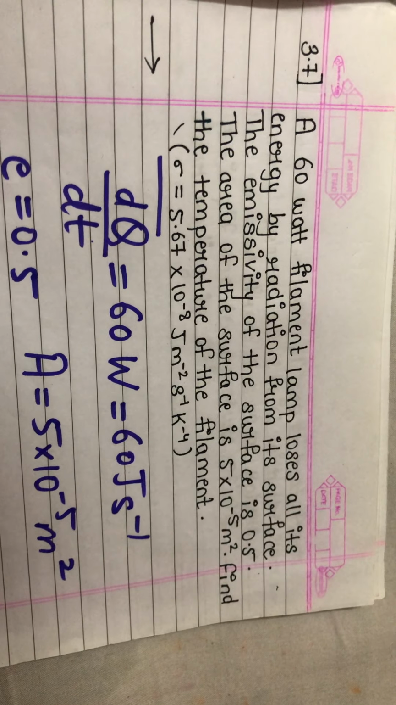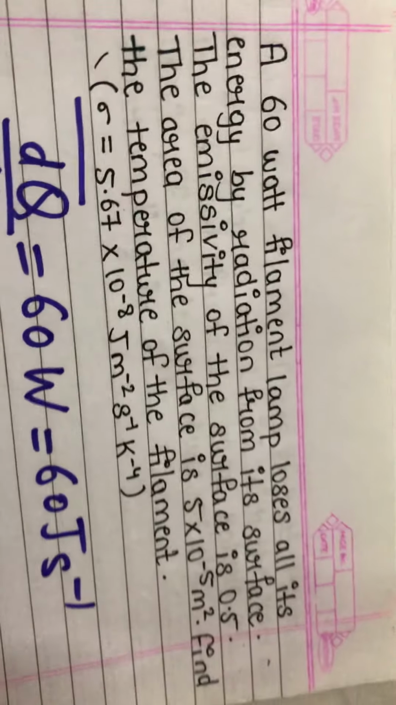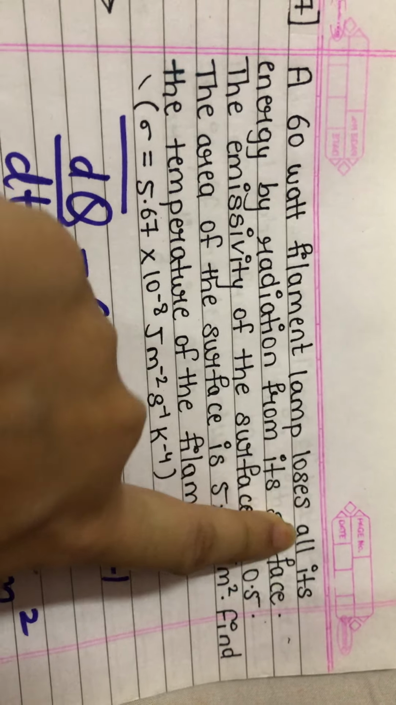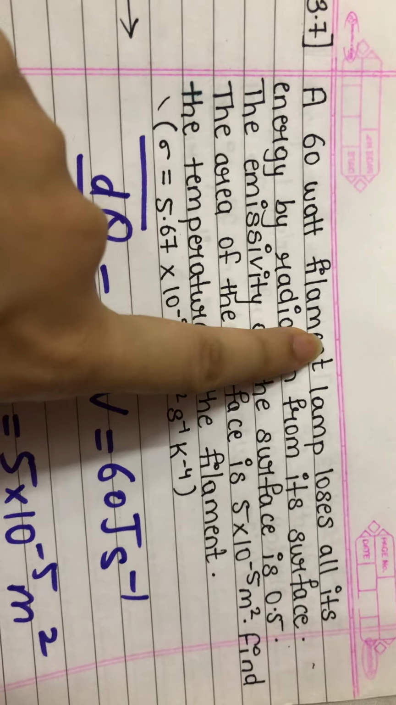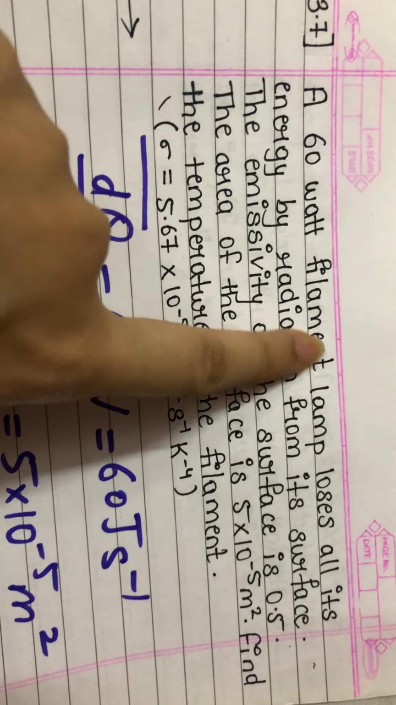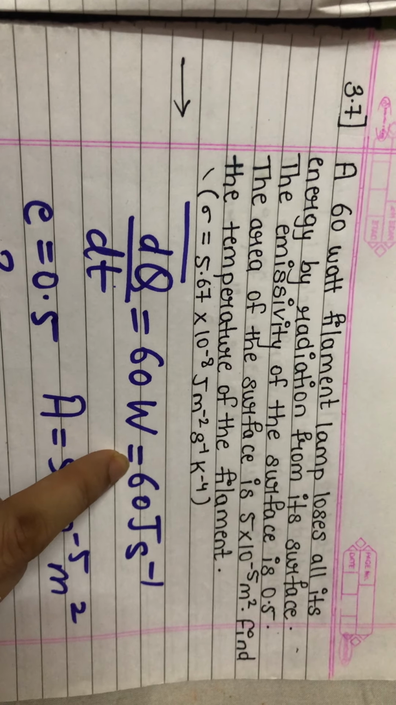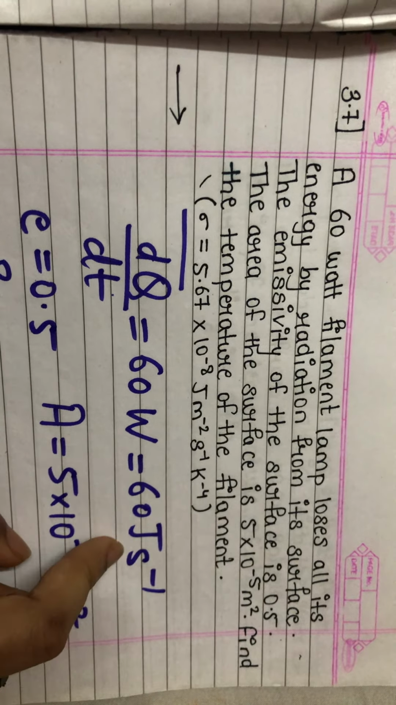Okay, let's begin with numerical number 30.7, that is a solved numerical. A 60-watt filament lamp loses all its energy. The filament of the lamp loses its energy by radiation from its surface. So the amount of heat radiated is 60 watts. You'll be representing it in this format, that is dQ upon dt. Whenever there is loss or gain of energy, it will be with respect to time. So dQ upon dt is 60 watt, which is equal to 60 joule per second.